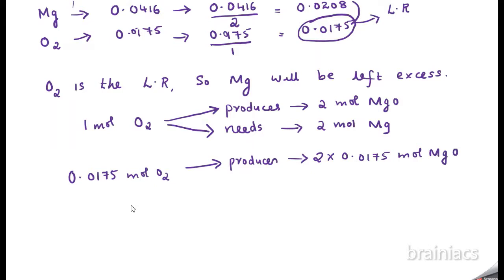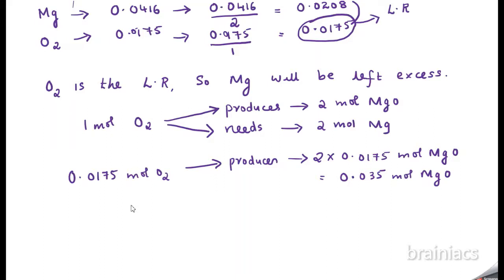So what is that value? If you calculate it, 0.0175 multiplied by 2 will come around 0.035. So I can say 0.035 mole magnesium oxide will be produced at the end of the reaction. But this is not the question. They are asking how much magnesium is left in excess.